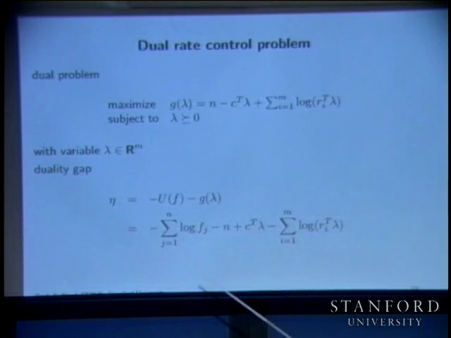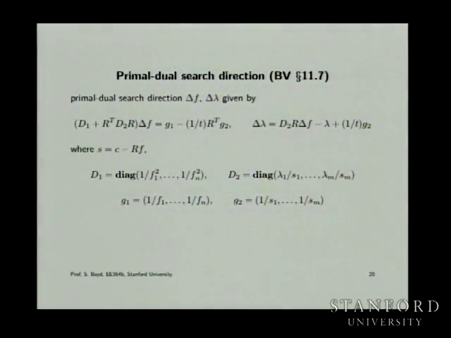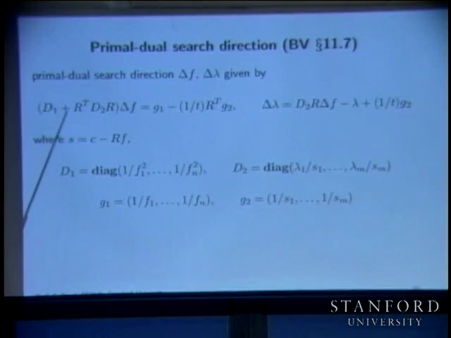And the duality gap is simply given by this. If you have both a primal feasible flow and a dual feasible lambda, then this is the duality gap. The primal dual search direction, if you just work out what it is, it doesn't matter because all of these search directions end up looking the same. If you use a primal barrier, dual barrier, all of these things, and apply a Newton method, they all look the same. They might be a little bit different, but they all have the same components. Actually, they all look like this: a diagonal plus r transpose d2 r, just period.